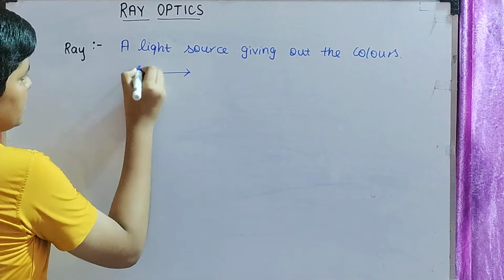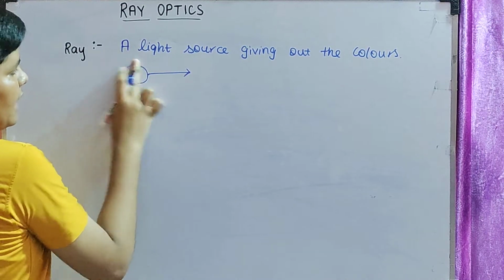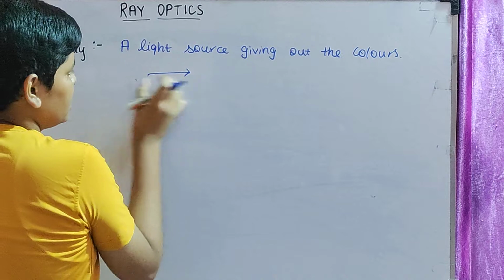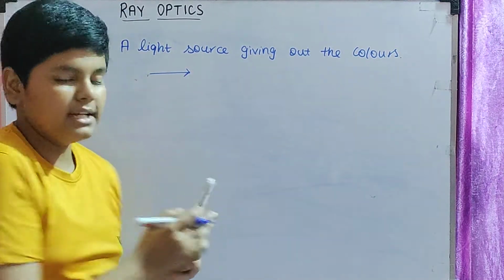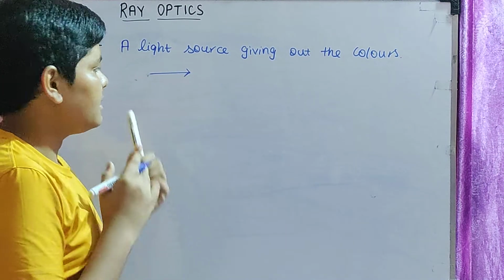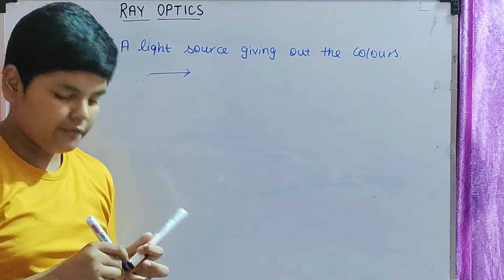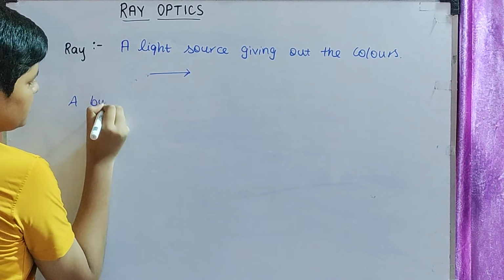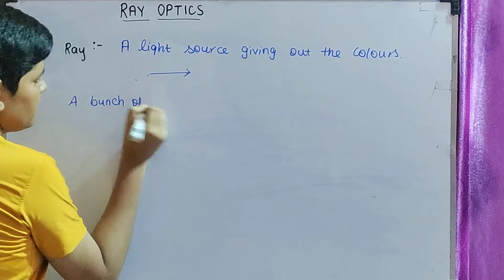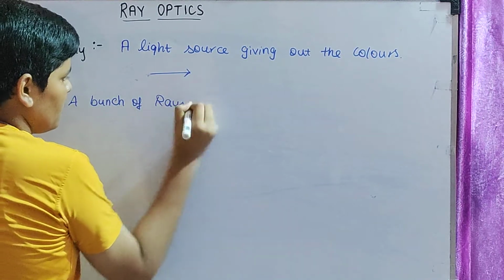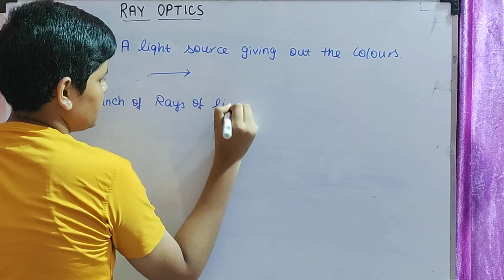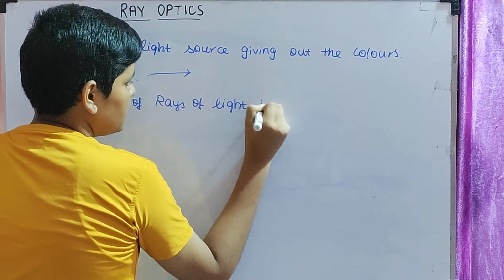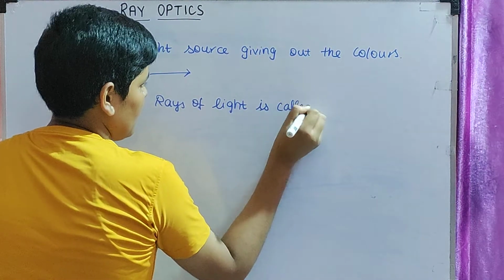This point can be the source from where the light is coming, and the direction. This is the tail, this is the head. The head states in which direction the ray of light is going. Then the second one, a bunch of rays of light is called a beam.